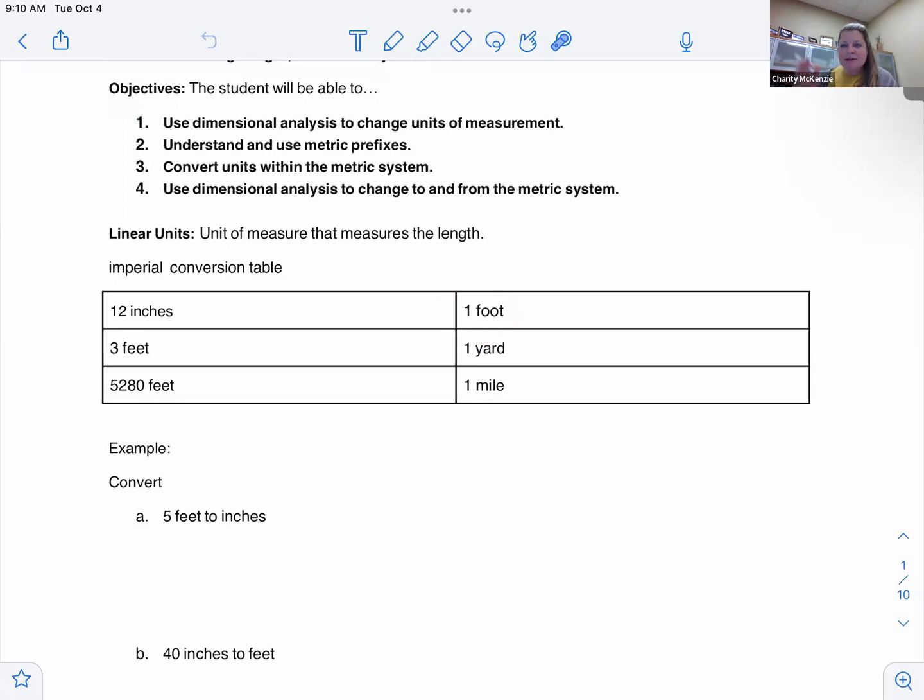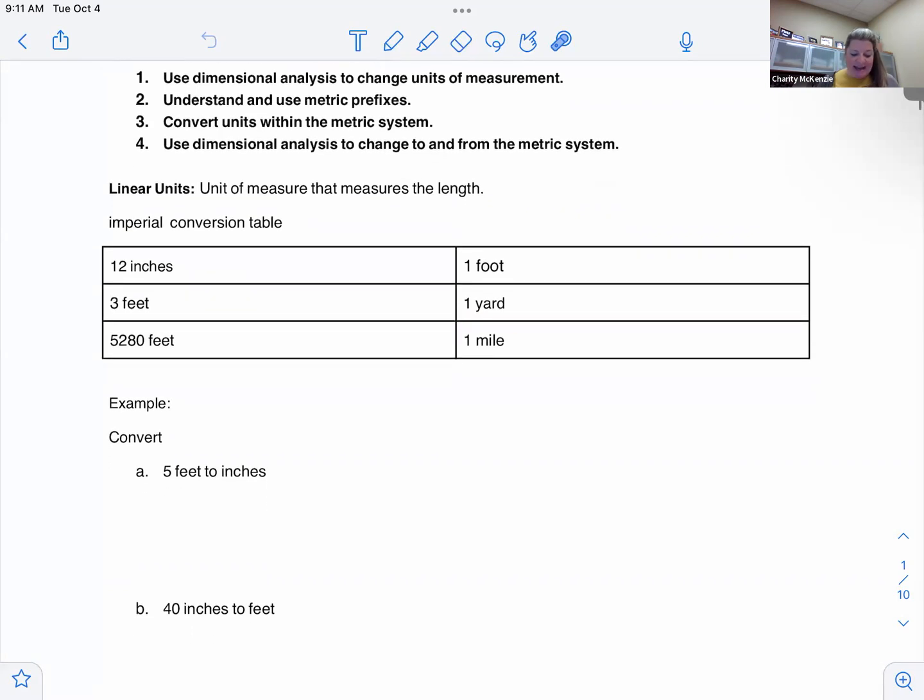1 foot, it's about this long, and that is the same as having 12 inches. So if I have 12 inches, I have 1 foot. If I have 24 inches, then I have 2 feet. That's the relationship between those. 3 feet is equal to 1 yard. 5,280 feet is equal to 1 mile. So we have a couple different conversions here.